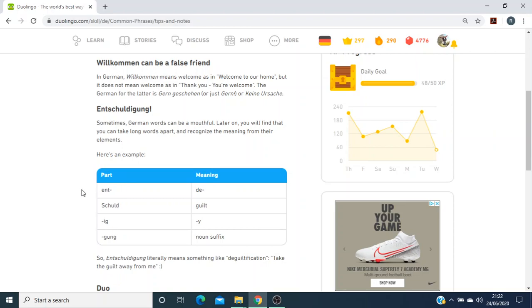It's an interesting way to look at it, but I'll be honest, I've personally never looked at it that way. I've just learned Entschuldigung as a random word. So yeah, that's an interesting little tidbit of information there.